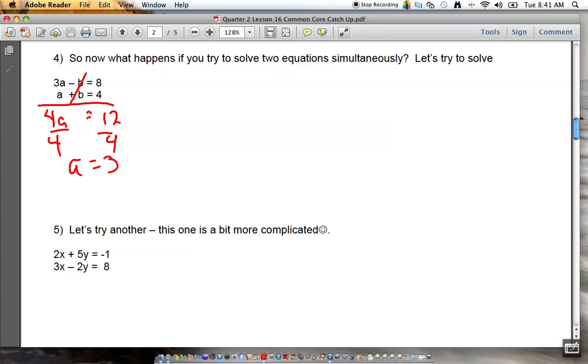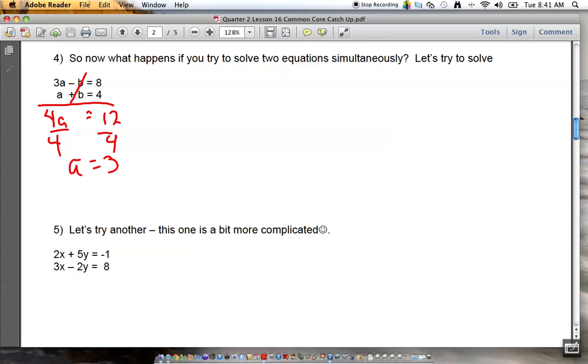But the problem has 2 variables in it. I haven't found both variables. What have I found so far? I've only found the first one. Anybody have an idea how I can figure out B? Alex? 4 minus A. Okay, yeah, we could do that from the second problem.